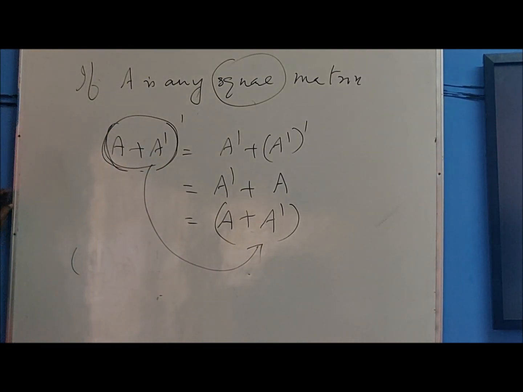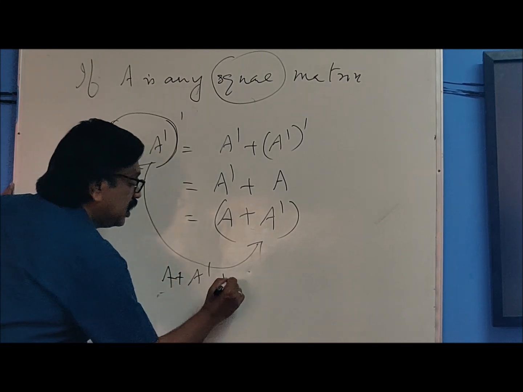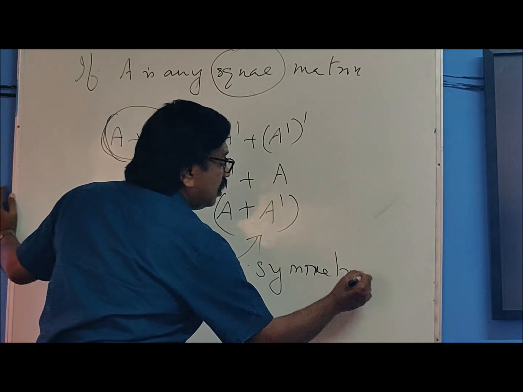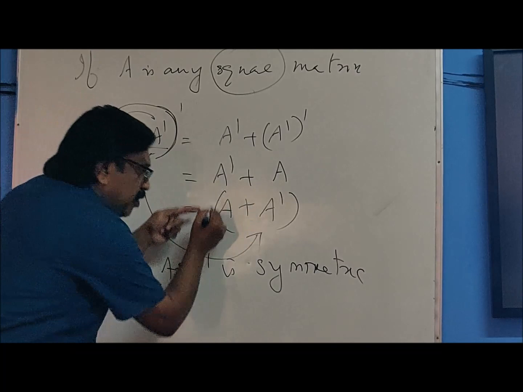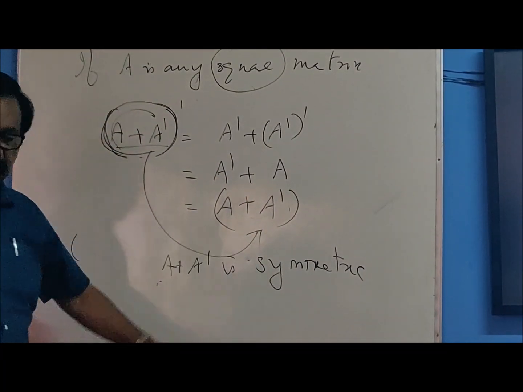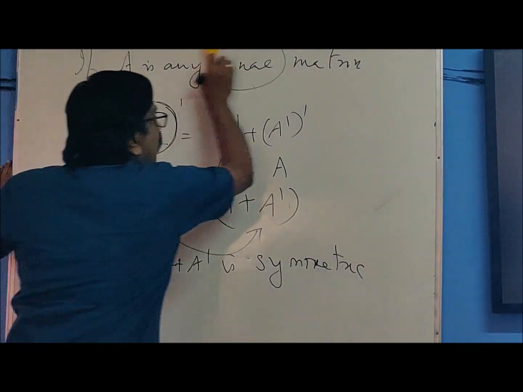Therefore, we can say that the matrix A plus A dash is symmetric. By definition, symmetric means that if we get the transpose of a matrix as the same matrix, then that matrix is symmetric. Therefore, A plus A dash is symmetric. This is applicable for all matrices. Then the other one.